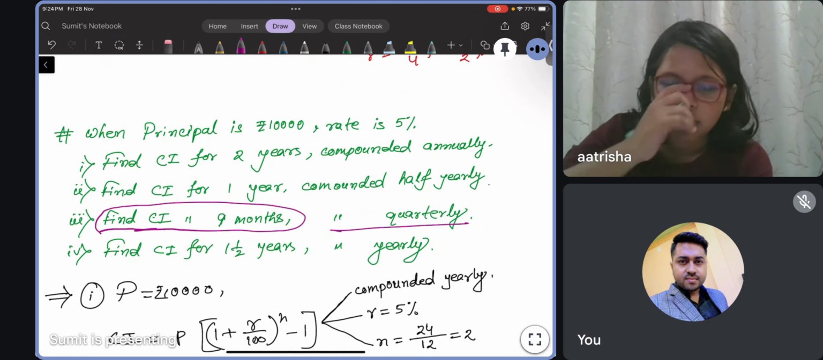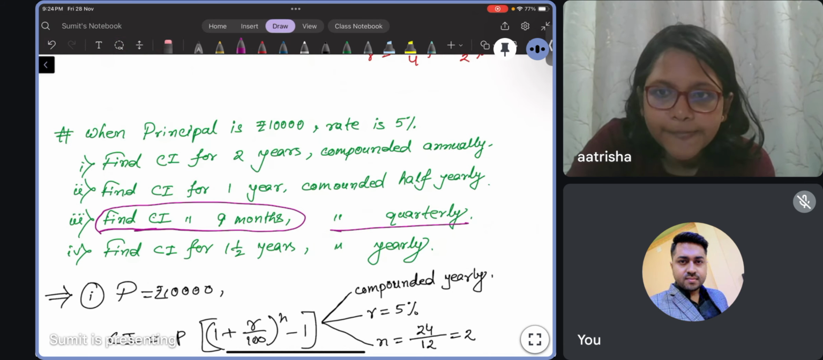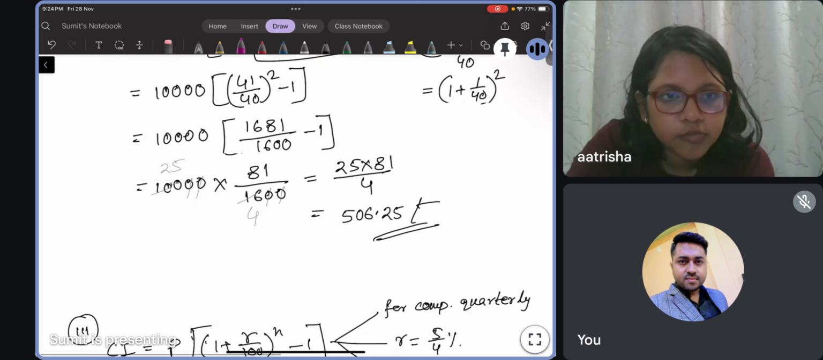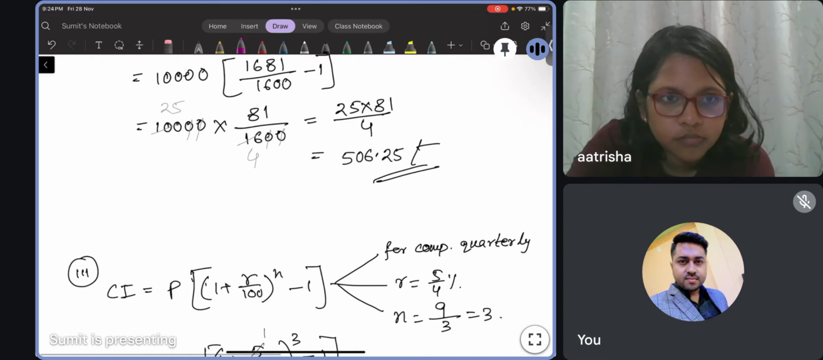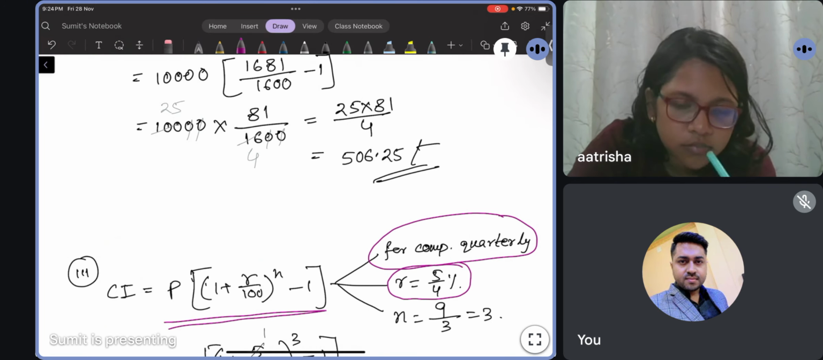It's also different. So conditions are getting different, but the principal and rate are the same. So if the condition is like that, find CI for 9 months quarterly, then how will you do it? See over here. Also, we are finding CI. So as it is, the formula of CI is written. For compounding quarterly, how much R will we take? R will be divided by 4, 5 by 4%, and how much N will be taken?